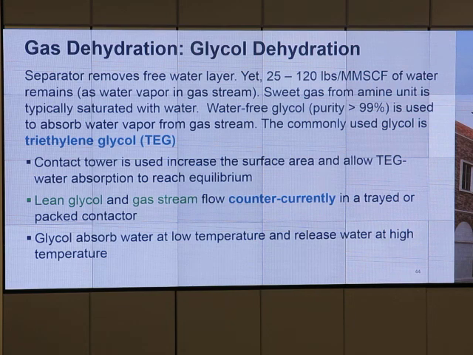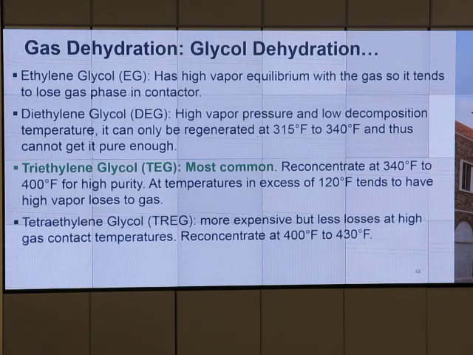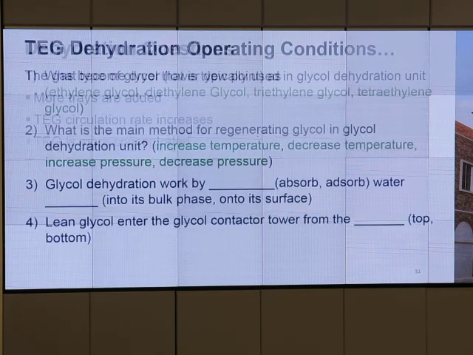Most commonly used is the glycol unit, and the glycol that we use is TEG, triethylene glycol. Okay. The separator removes free water already, but we still have 25 to 120 pounds per MMSCF, which doesn't meet the gas contract. Gas contract is 7, right? Gas contract is 7. You have to memorize that number 7, okay? I put it on this question in the back.